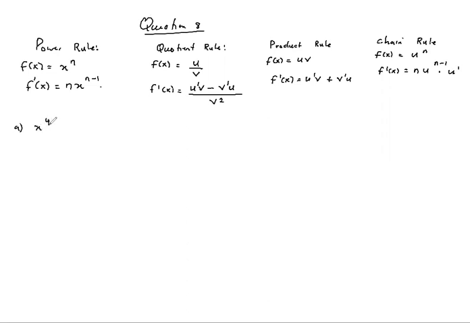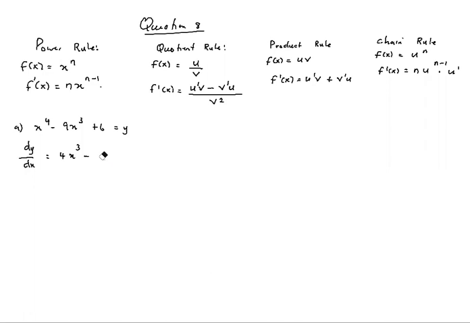x to the power 4 minus 9x³ plus 6. So here we are using the power rule. Suppose we call this function y, then dy/dx is going to be 4, because that's our n there, x to the power 4 minus 1 is 3, minus 3 times 9x, not necessarily in brackets.